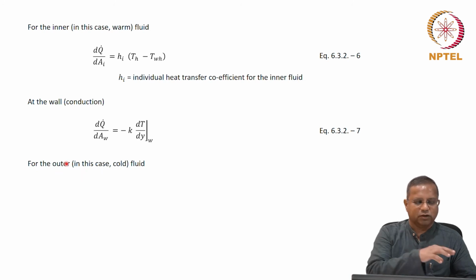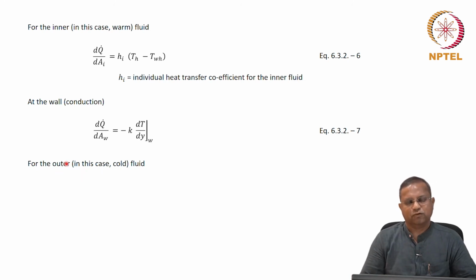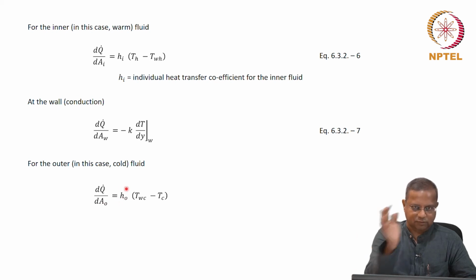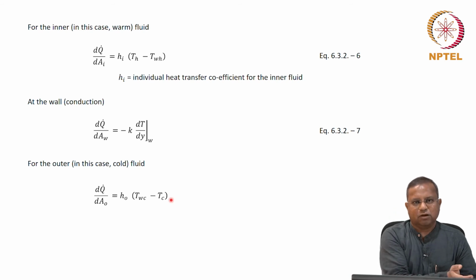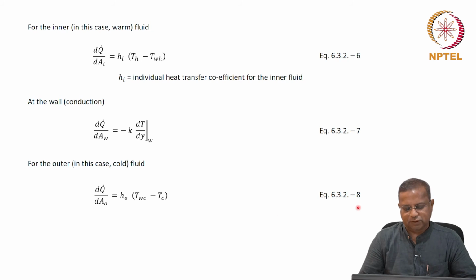For the outer fluid, or in this case cold fluid, the flux dq by dAo is Ho, the heat transfer coefficient for the outer fluid, times the relevant temperature difference, TWC at the wall, the wall cold temperature, all the way down to the bulk cold temperature. Equation 6.3.2-8.